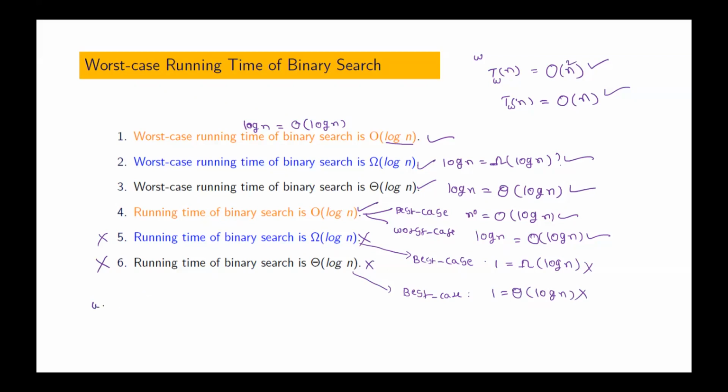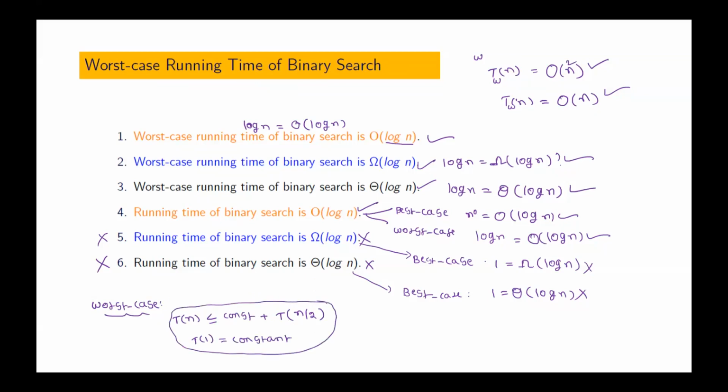If the worst case running time of binary search has the recurrence relation given like this, T of n is less than or equal to some constant plus T of n by 2, okay, no floor or ceiling. Is it right or wrong? Right, sir. 1 is some constant. It is right. It is correct. Even this form also is correct.